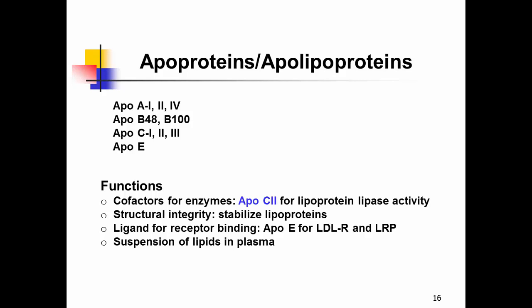And then lastly, the apoprotein is also important for helping suspension of lipids in the plasma, right? That makes sense. So, apoprotein functions. You need to remember this: cofactors for enzyme, ApoC2, which is important for lipoprotein lipase function, and also ApoE as ligands for LDL receptor binding, right? Any questions?